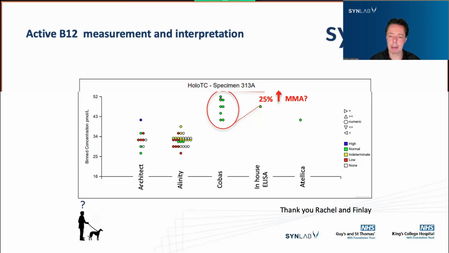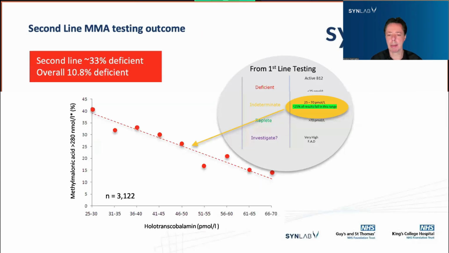And MMA, you will now know, is telling you that there is a functional deficiency in B12 at the tissue level. So the enzyme itself isn't receiving enough B12, isn't functioning properly, and we're starting to see an increase in MMA. So the likelihood of your patient having a high MMA concentration increases as your holotranscobalamin concentration goes down.